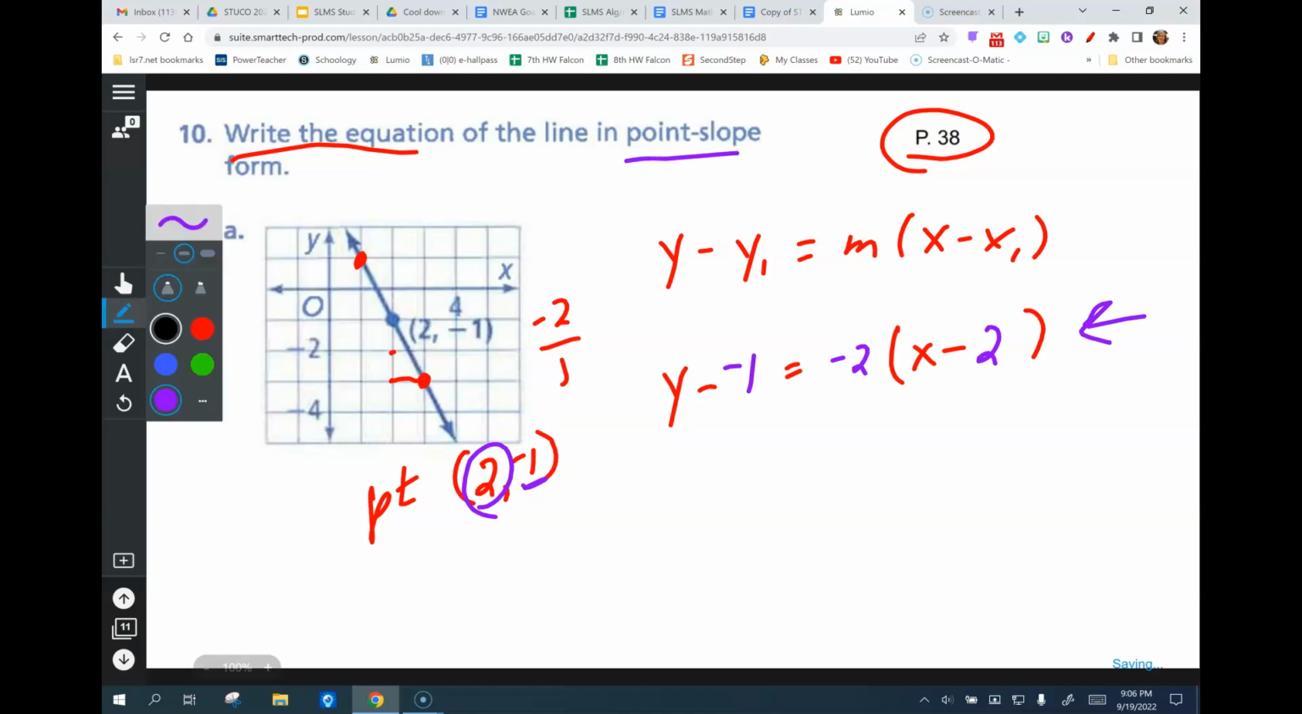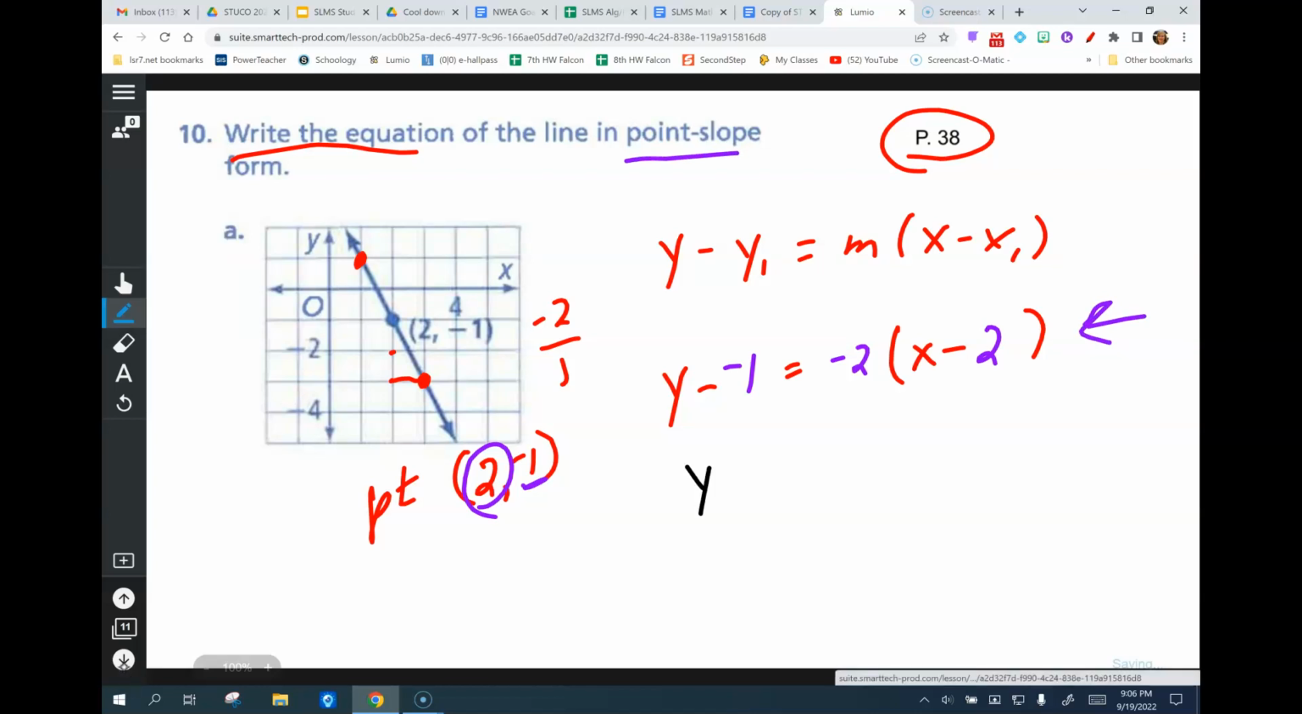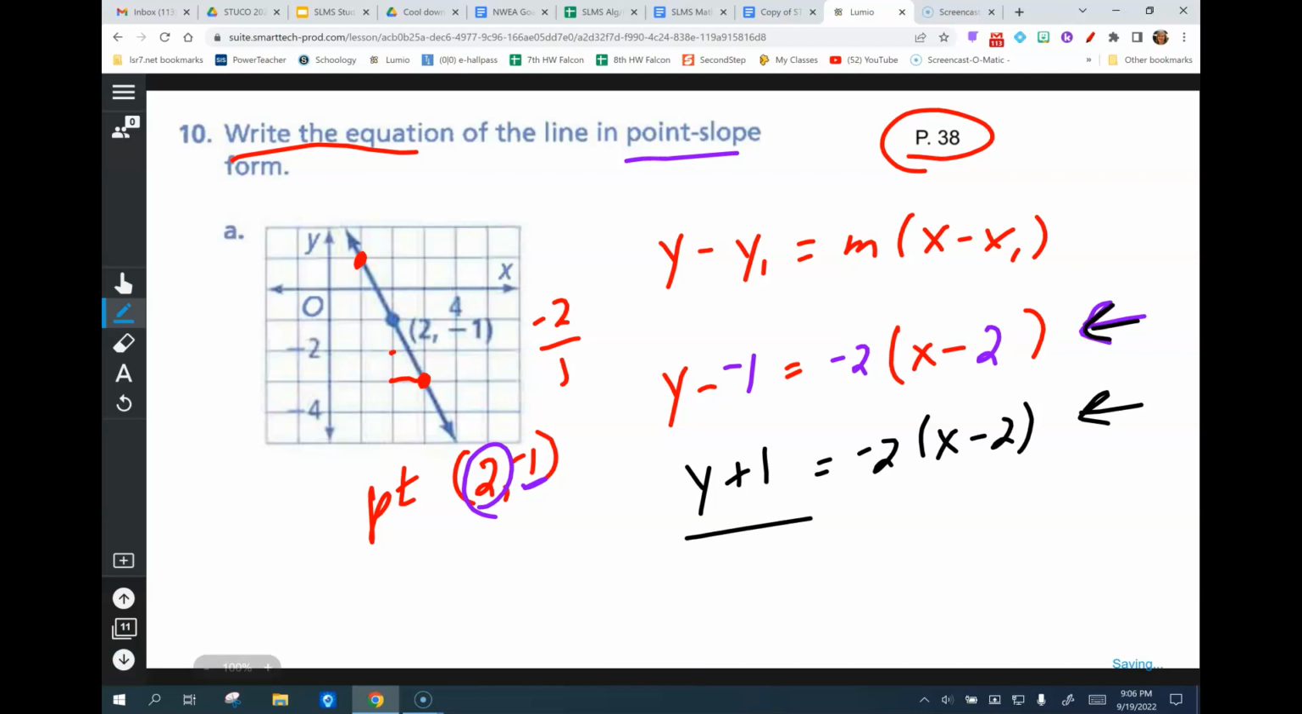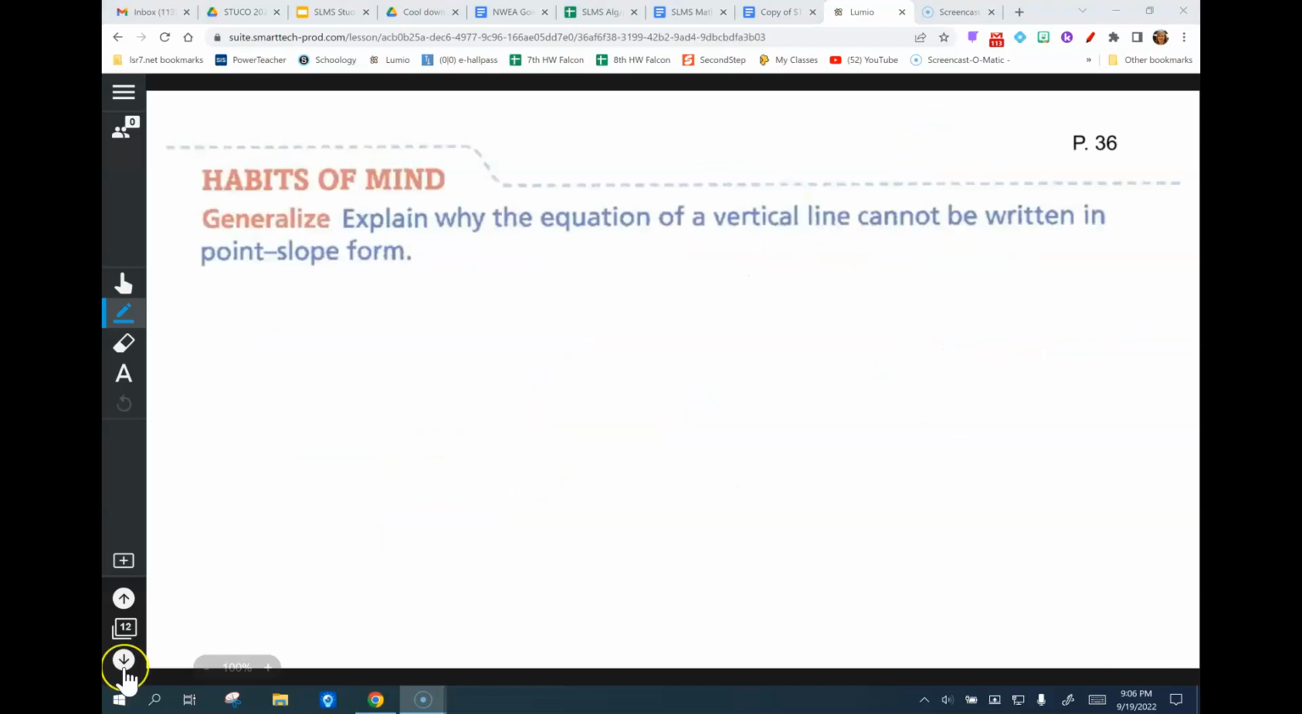Usually we write it one more time just to clean this side up. So y plus 1 is equal to -2 times x minus 2. Both of these are right. This is probably the answer that we would write. It just looks a little neater. Good. These habits of mine are actually kind of good. They make us think without too many other things.